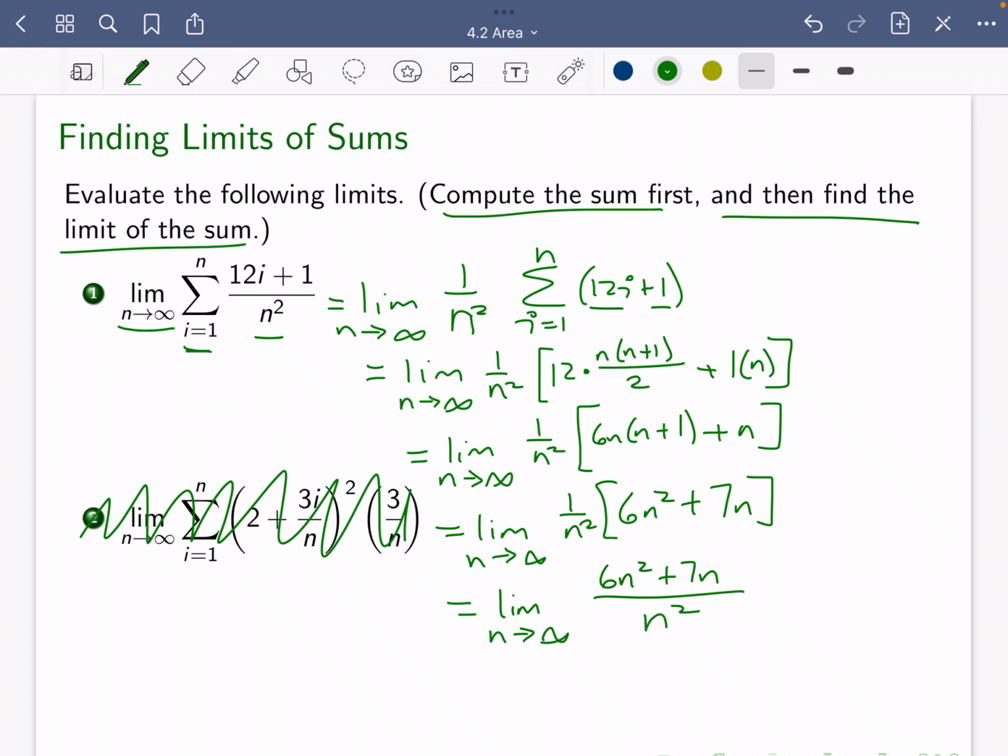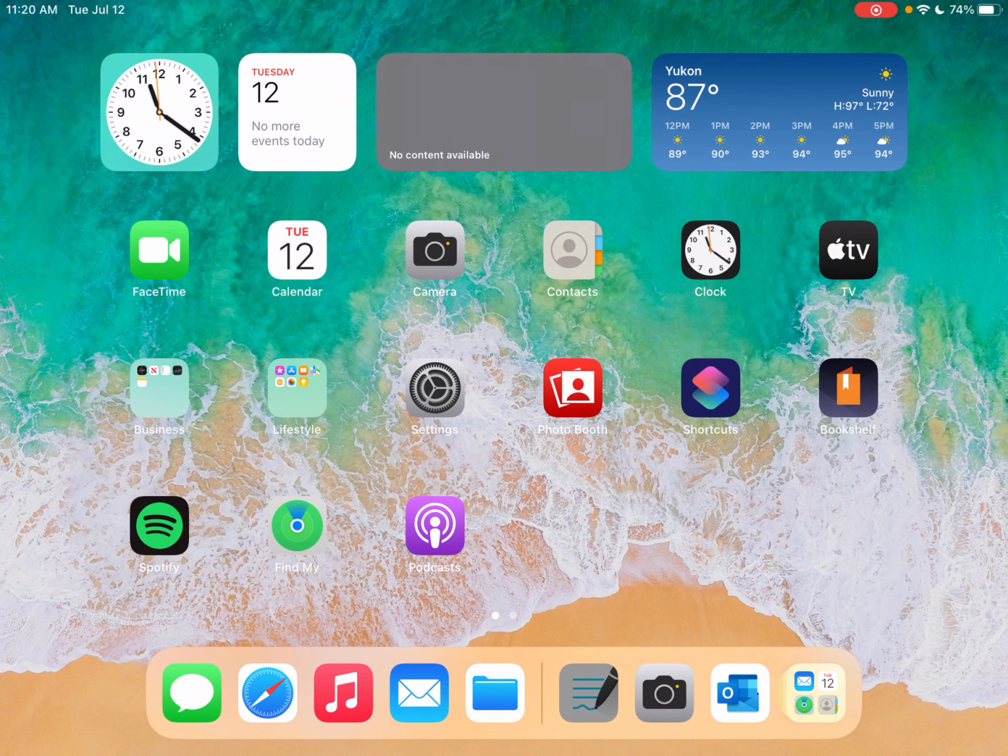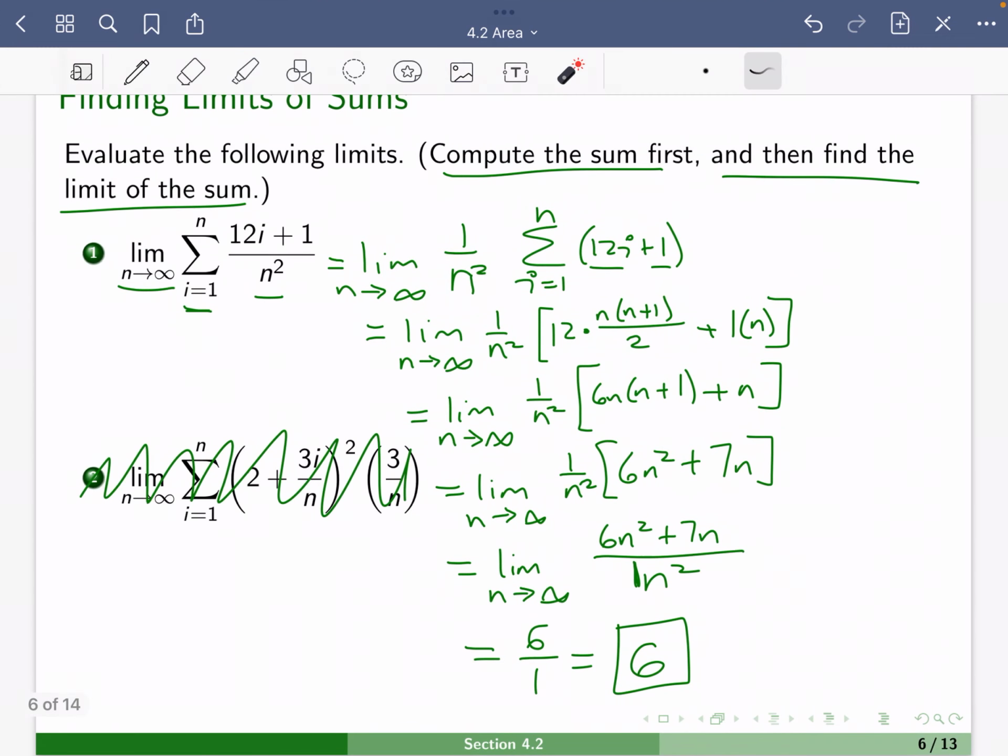So what is that limit? Well, here we have one polynomial over another polynomial. These two polynomials have the same degree, n squared and n squared. And so the limit as we approach infinity is going to be the ratio of the leading coefficients. So it's going to be 6 over 1, or just 6. Right, so this is like a 1 right here. And we get a value of 6. That is our limit. So as we approach infinity, we're adding this infinite number of terms up, and that summation is going to approach 6. Perfect.